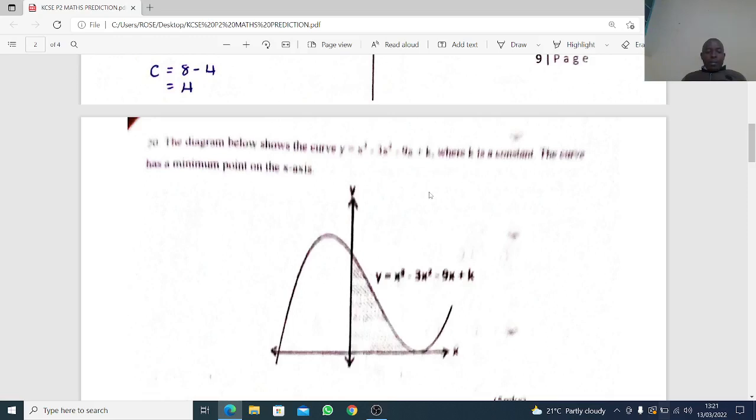The curve has a minimum point on the x-axis. This is the minimum point, a minimum point on the x-axis. And we know that on the x-axis, y is equal to 0.